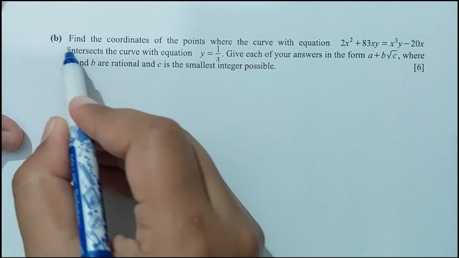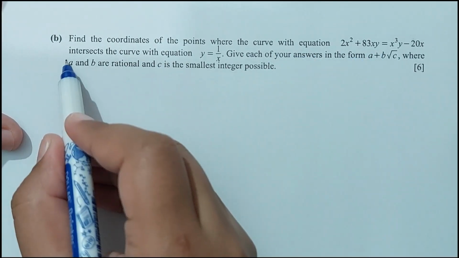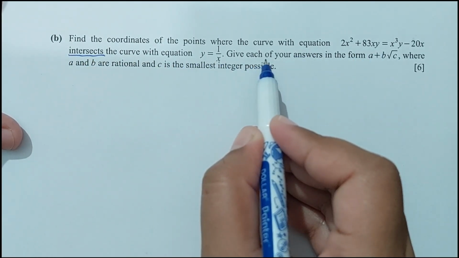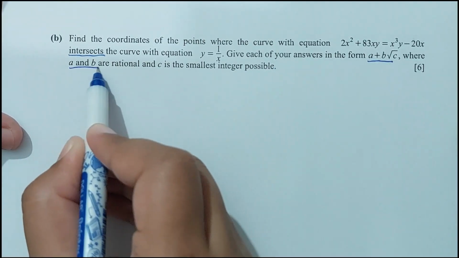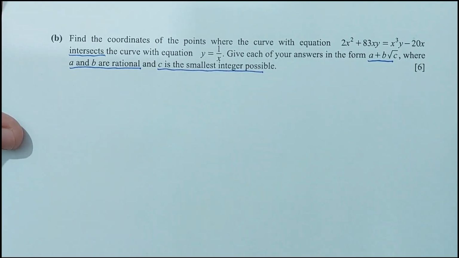Now for part B, find the coordinates of the points where the curve with this equation intersects the curve with this equation. Give each of your answers in the form a plus b root c, where a and b are rational and c is the smallest possible integer.